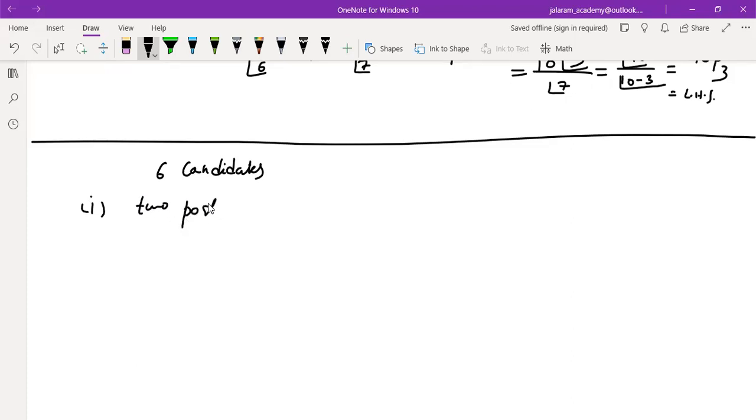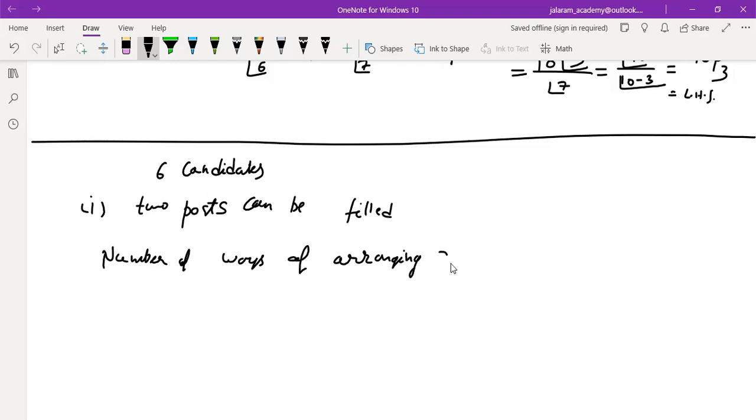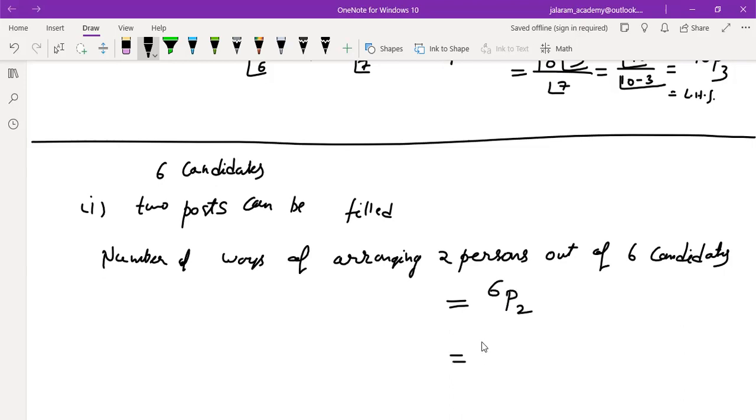Means there are 2 posts and 6 candidates. 2 posts can be filled. 2 posts, 6 candidates. So we write the number of ways of arranging 2 persons in these 2 posts. And how many persons are there in all? Out of 6 candidates, it will be given by 6P2. Is that clear to you?